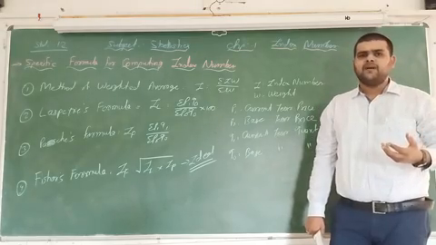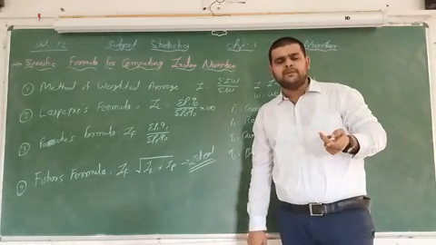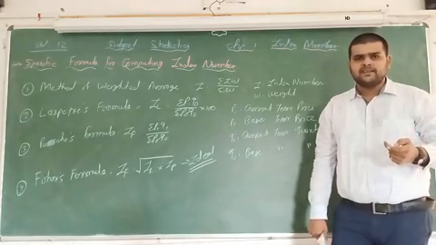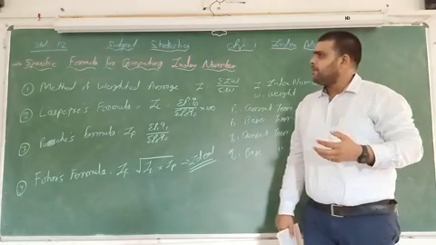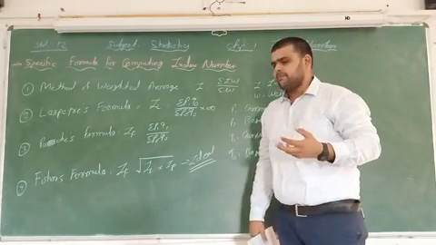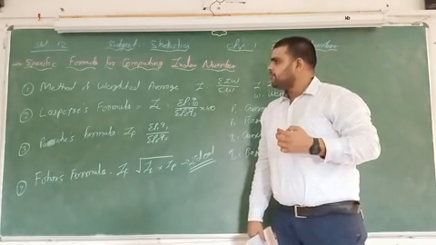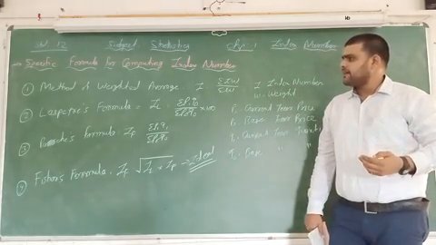And last time we completed conversion of fixed base index number into chain base index number and conversion of chain base index number into fixed base index number. Now the next topic is the specific formula for computing index number. In this particular method, four types of formulas, four types of methods are there.